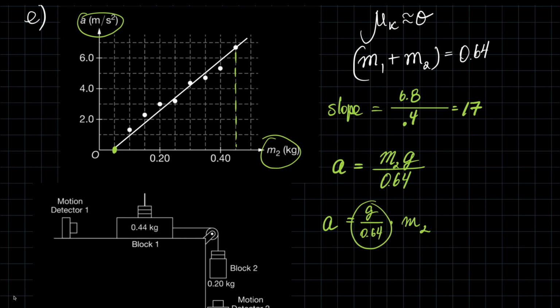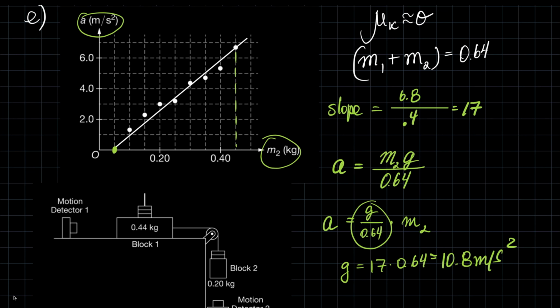This right here is the slope. Then g is going to be 17 times 0.64. Maybe you have a better line of best fit that is more realistic. Mine ends up with almost 11, 10.8 meters per second squared.